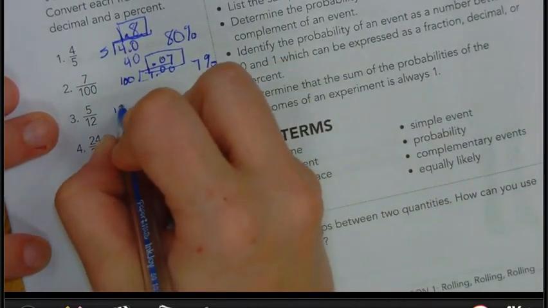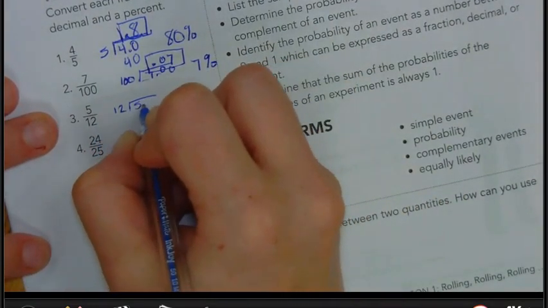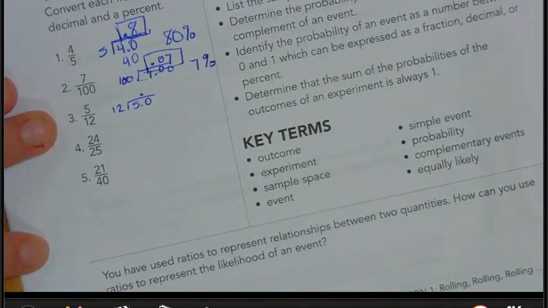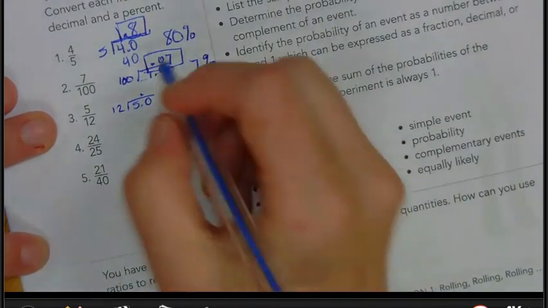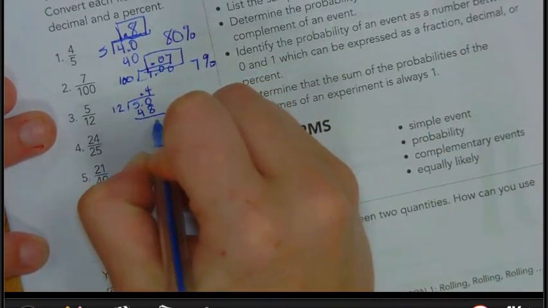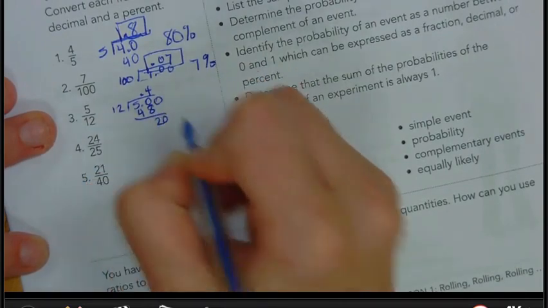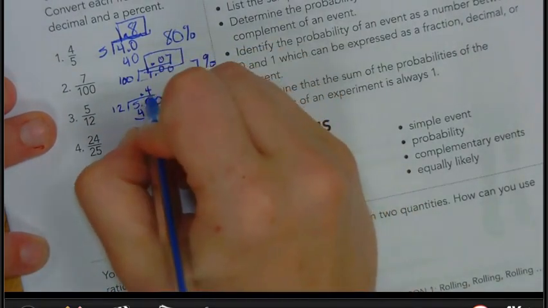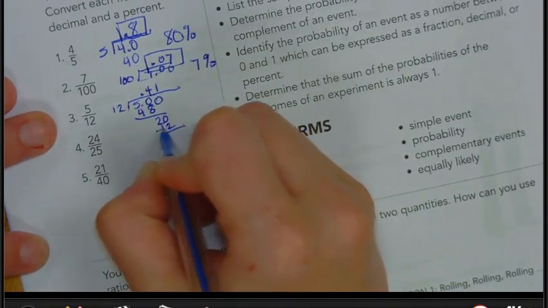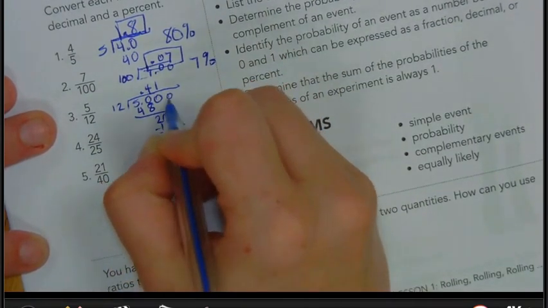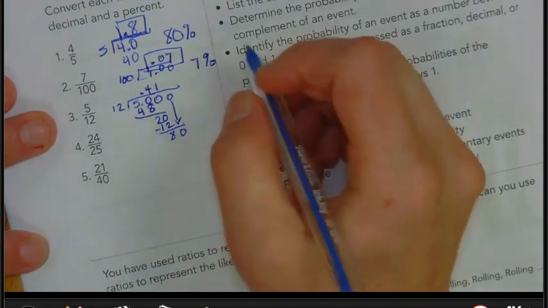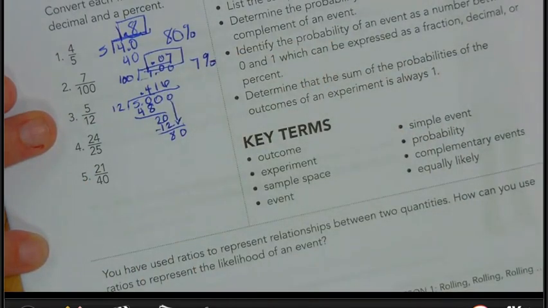Let's look at number 3, 12 on the outside, 5 on the inside. Well, 12 cannot go into 5, but 12 can go into 50 4 times. 4 times 12 is 48. Bring down the 2, bring down the 0. 12 can go into 20 1 time. Subtract 8, bring down the 0. How many times can 12 go into 80? 6 times.